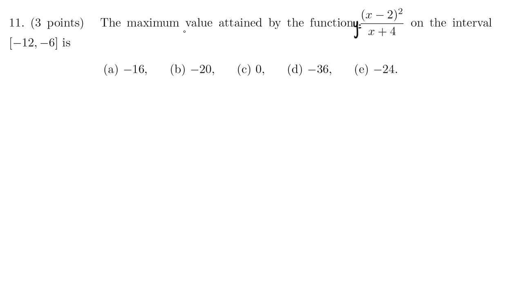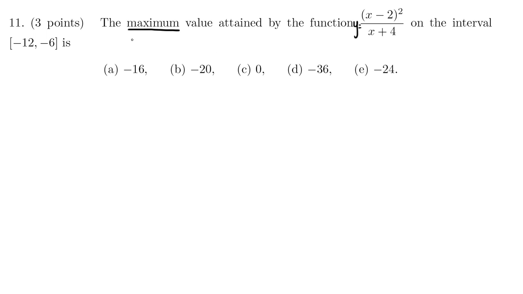To find maximum values, we need to, by the way, notice this function here is discontinuous at negative 4, right? Because that's where the denominator is 0. But notice negative 4 is not even inside our interval, right? So that doesn't concern us. This function, being a rational function, is continuous on this interval. And so it does have a maximum value. It also has a minimum value.